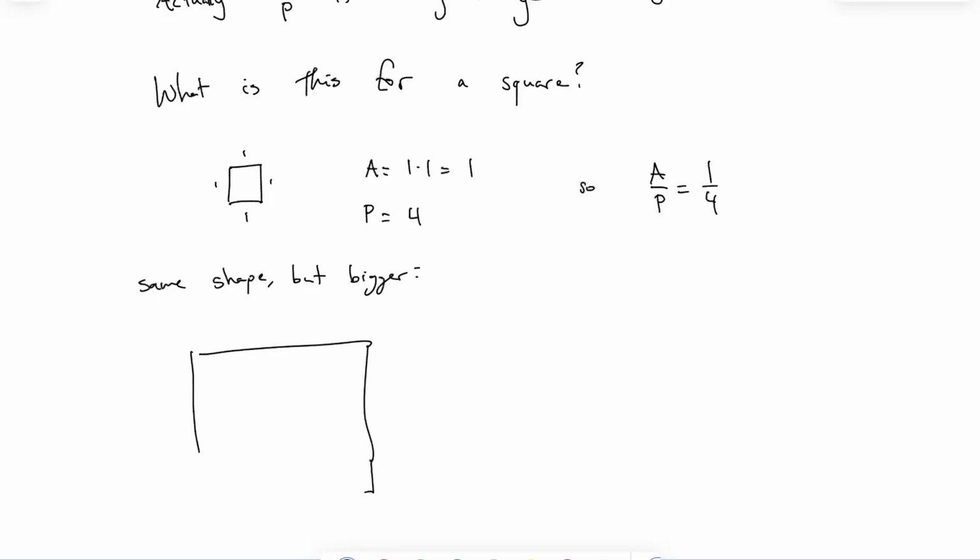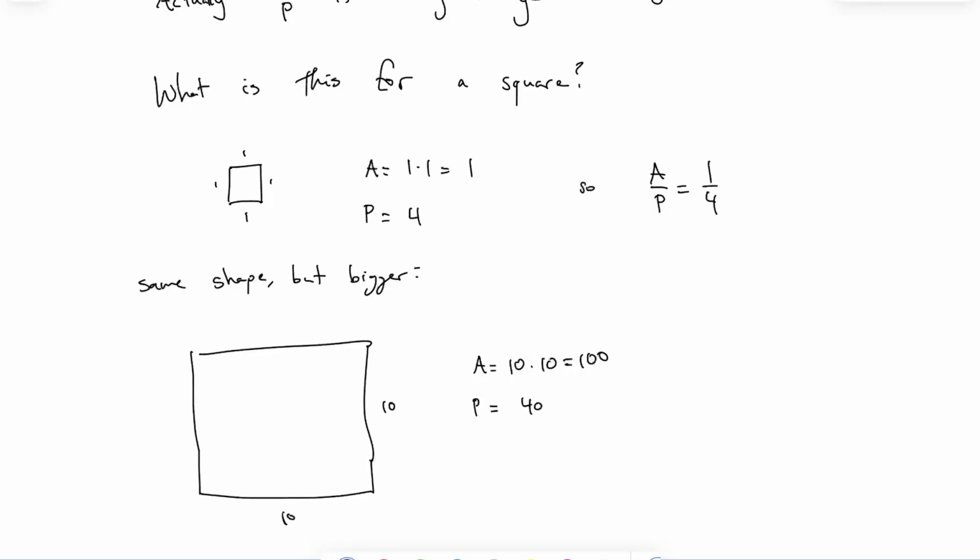How about a big square? This is not exactly to scale with the first one, but let's imagine a square that has length 10 on each side. Now this is the same shape, so whatever measurement of how weird the shape is, it'll all be the same because it's the same shape. But if we work out the details, this time the area would be 10 times 10, which is 100. And the perimeter would be all the way around, 10 plus 10 plus 10 plus 10 is 40.